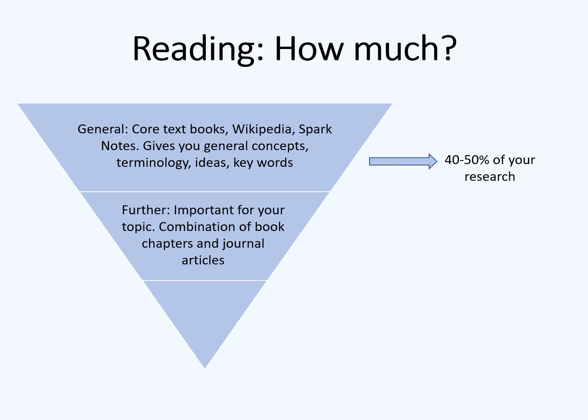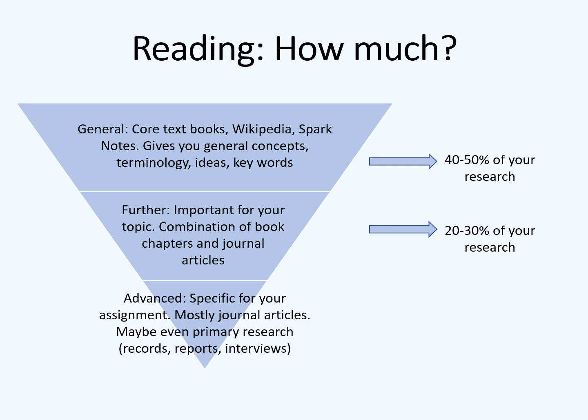Once you have an idea of the general concepts and key words, you will want to do some further reading to explore your topic and get ideas for your essay. This will likely be a combination of book chapters and articles, focusing on your topic rather than the whole field of study. This will make up about 20 to 30% of your reading. Next, you will need to look at sources that will help you answer your specific question. This is your advanced or specific reading and will be mostly recent journal articles, reports, book chapters, newspaper pieces, or even raw data. You may even include primary research you have done yourself, such as interviews, surveys, or experiments. This will make up about 20 to 30% of your research.